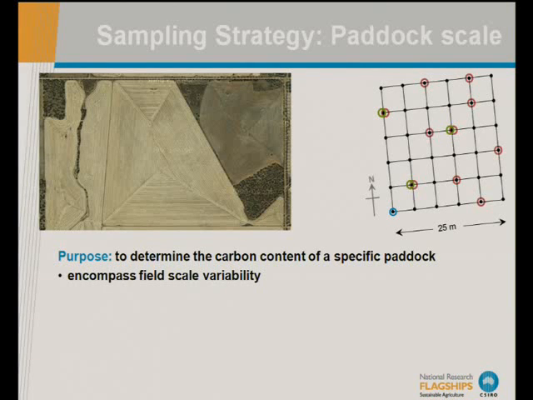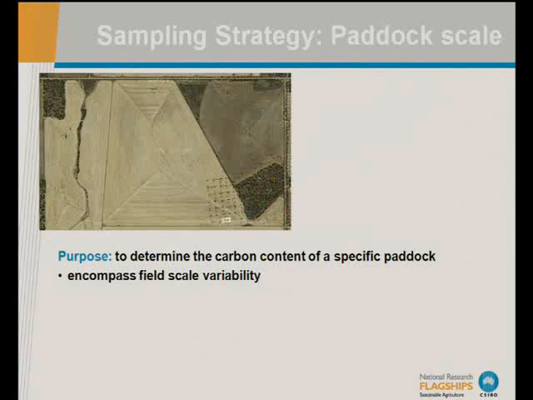However, if we're thinking about sampling at a paddock scale, and our specific purpose is to define the carbon content of a specific paddock, then we want to encompass that paddock scale variability. And if we plop down the 25-metre grid sample within a great big paddock, we're actually losing that paddock variability. So we might like to think about an alternative strategy to get a better estimate of the carbon content within that paddock.